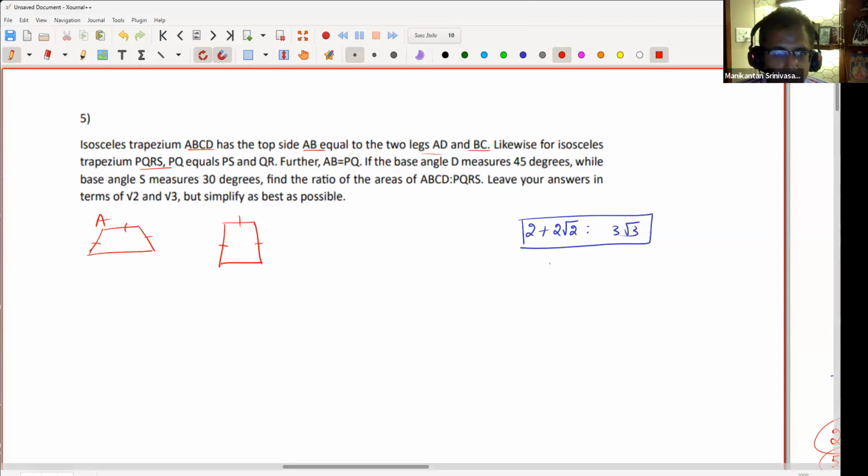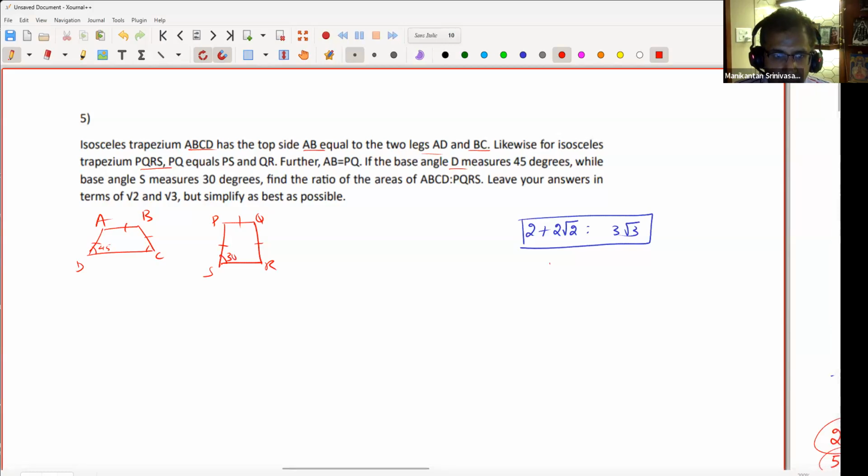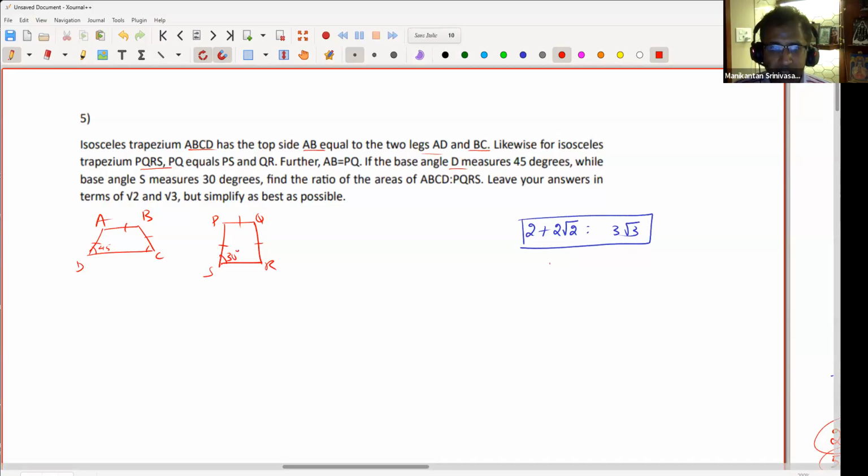AB is given to be equal to PQ. So this is ABCD and this is PQRS. Both of them are isosceles trapeziums. In one of them, the base angle D measures 45 degrees. This measures 45, therefore so does this. While in the other one, base angle S measures 30 degrees. So I definitely have to redraw because this looks more like 60 degrees. So now I'll draw a better diagram. After drawing the first cut, I'll draw a better second cut.